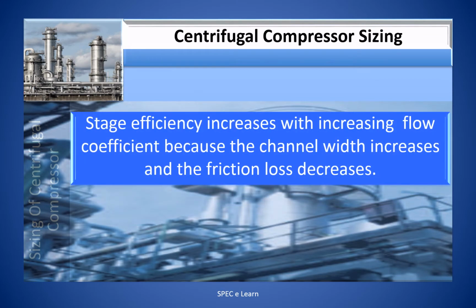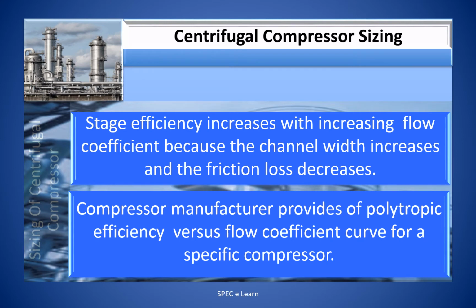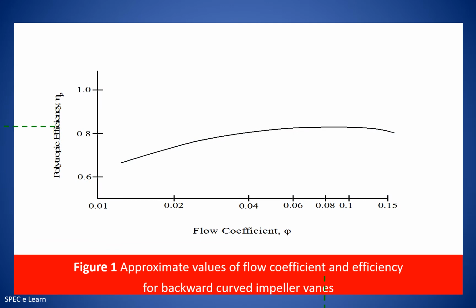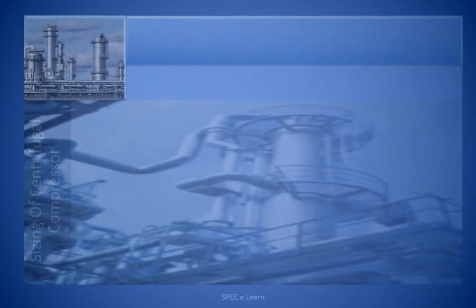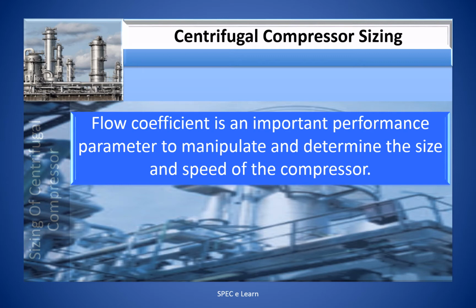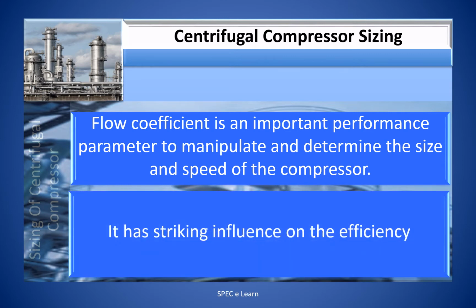Stage efficiency increases with increasing flow coefficient because the channel width increases and the friction losses decrease. The compressor manufacturer provides a polytropic efficiency versus flow coefficient curve for a specific compressor. This graph illustrates the relationship between polytropic efficiency and flow coefficient. The increasing efficiency with flow coefficient reaches a maximum when the flow coefficient is in the range of 0.06 to 0.1. Thus, flow coefficient is an important performance parameter to manipulate and determine the size and speed of the compressor. It has a striking influence on the efficiency.